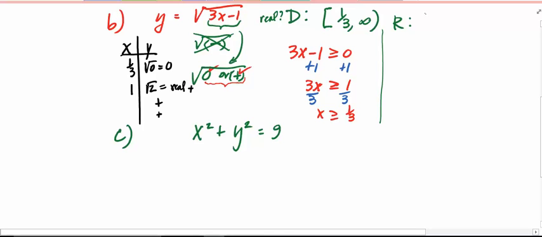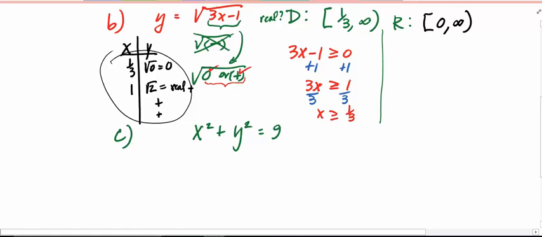So here's what I know then. I know that my range is not going to be anything but 0 and bigger, 0 and larger. That's my range. And I know that from making a table of values. There's no way I can create an output of a negative.